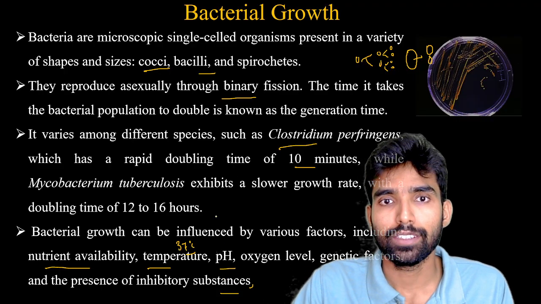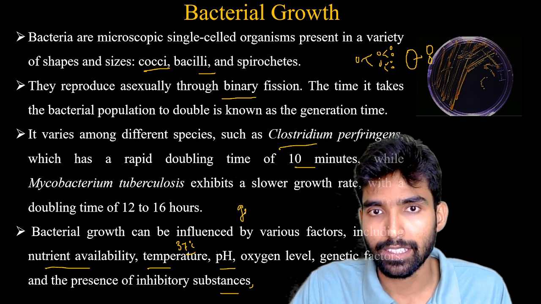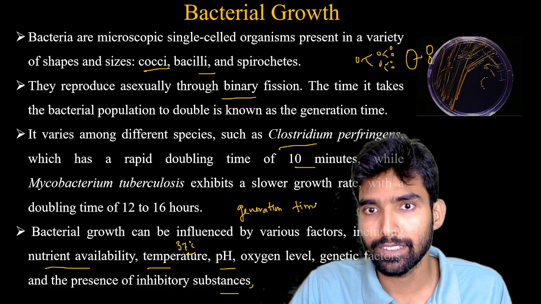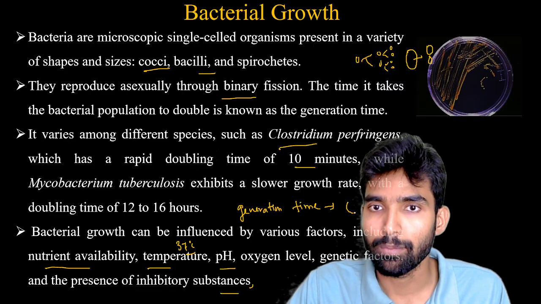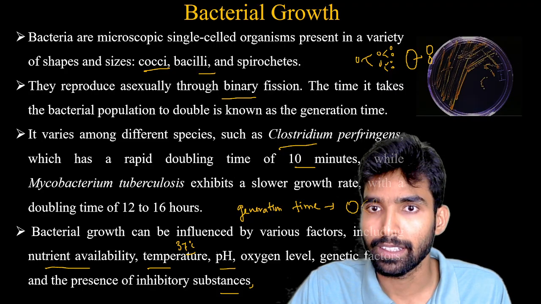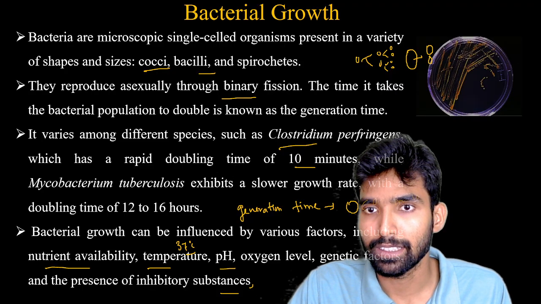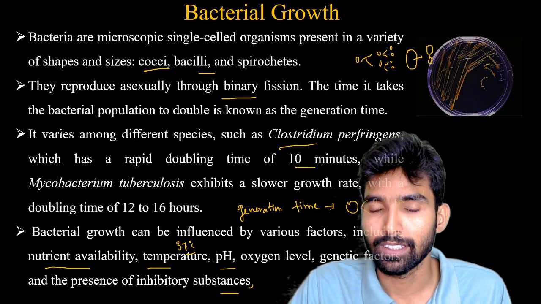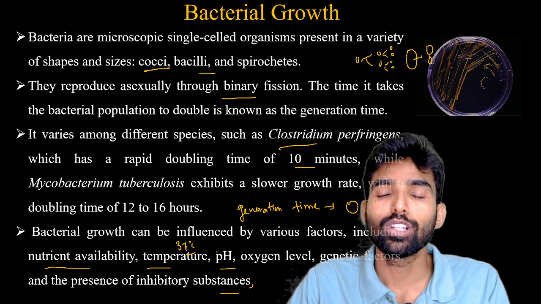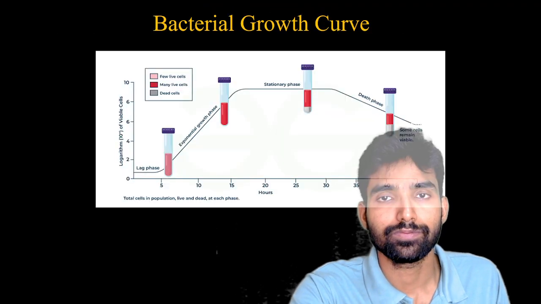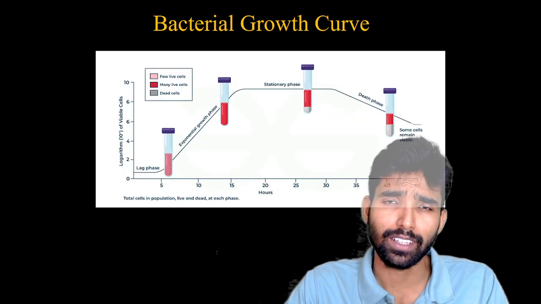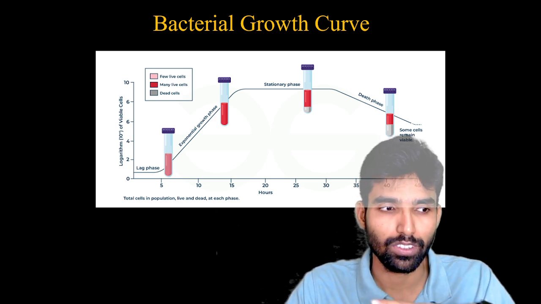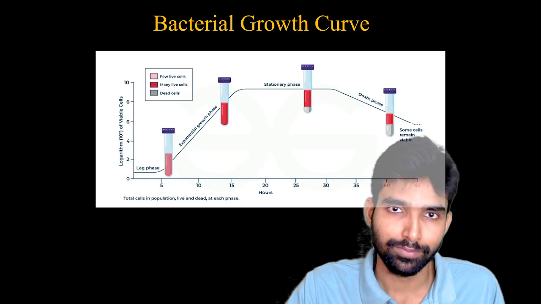Now, a quite important thing here is generation time. Generation time simply indicates, let's say, one bacterium making two bacteria in 10 minutes. Then its generation time equals 10 minutes. That means it takes 10 minutes to complete one generation. Now that's the bacterial growth curve that we almost know. From here we have to solve different kinds of problems as well.